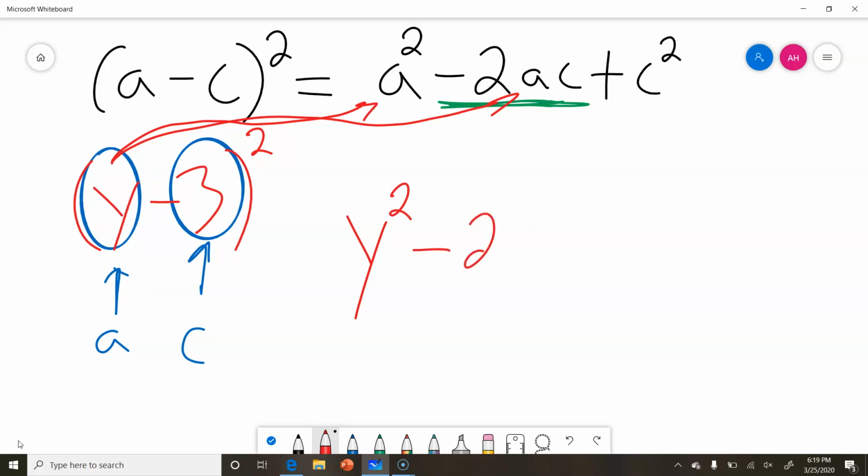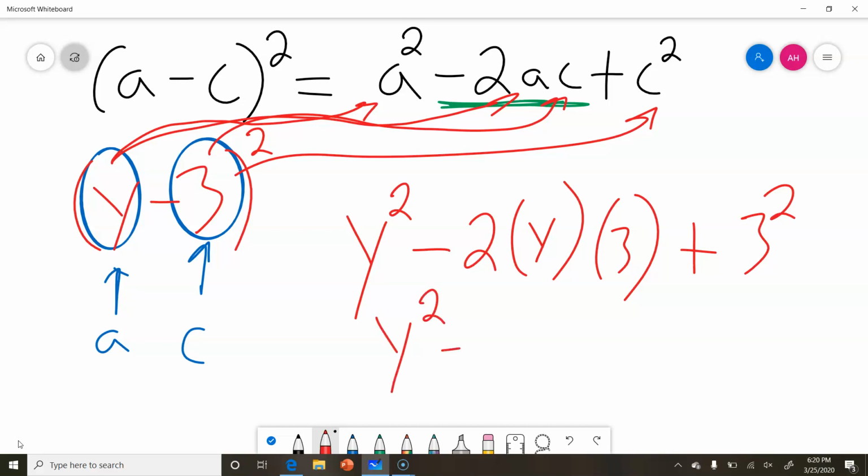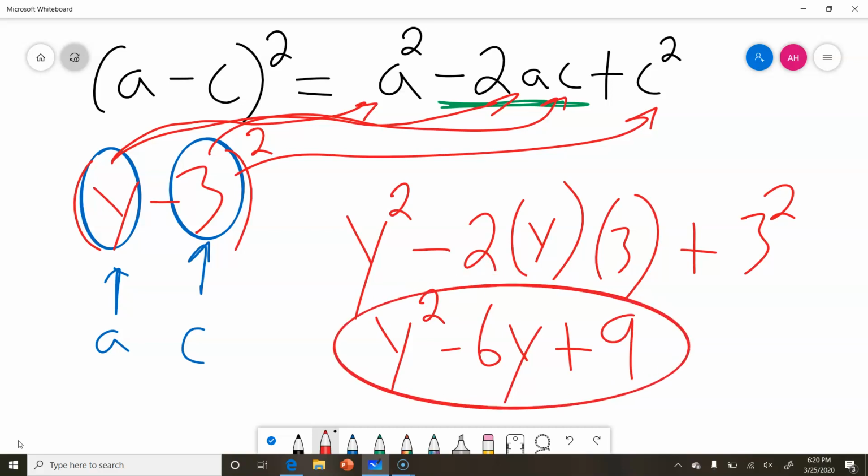Then we take our y and put it in right here for the a, so we get minus 2 times a, which in this case is y, then times the c, we put them in right there, and that is a 3. Then we do plus c squared, which is this guy right here, 3 squared. Now, final step, we just combine the terms. We get y squared minus 2 times 3, which is 6y, and the 3 squared, 3 times 3 is 9, and there is our final answer, y squared minus 6y plus 9.